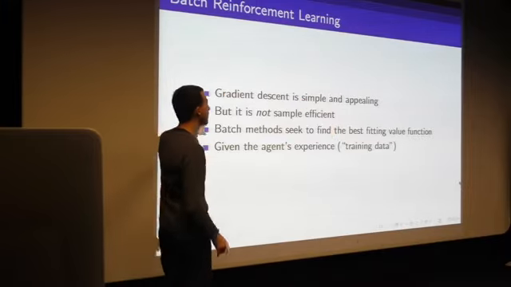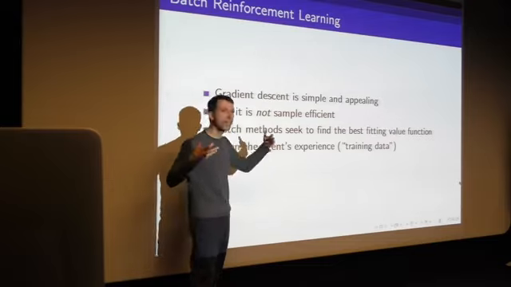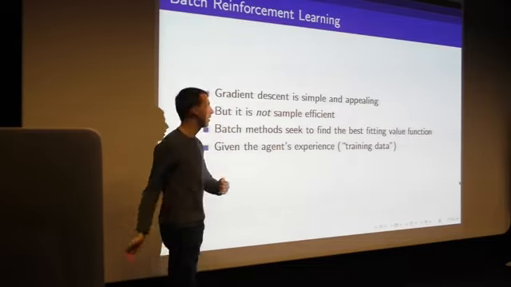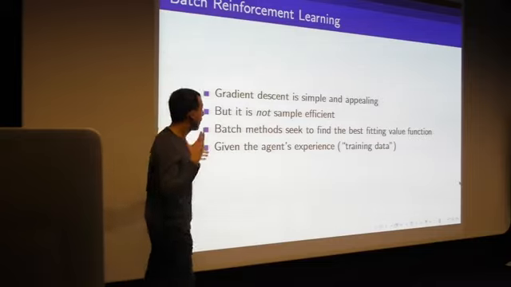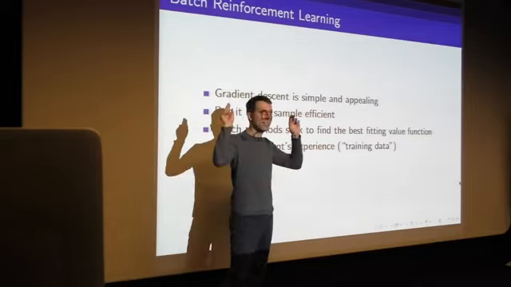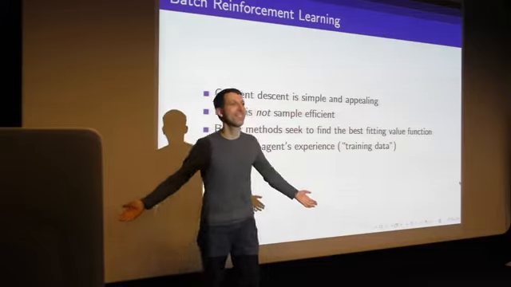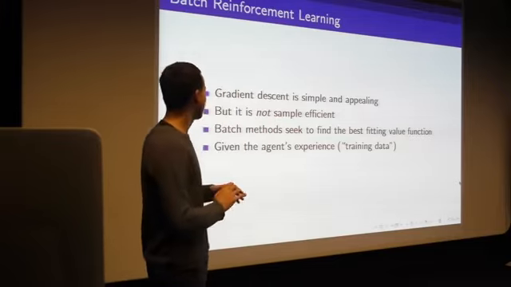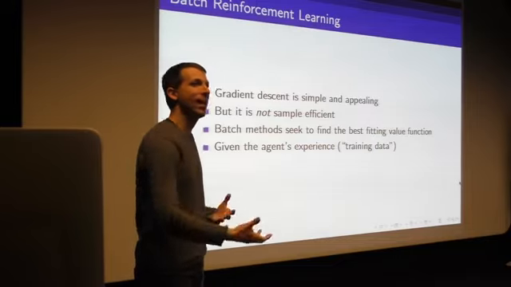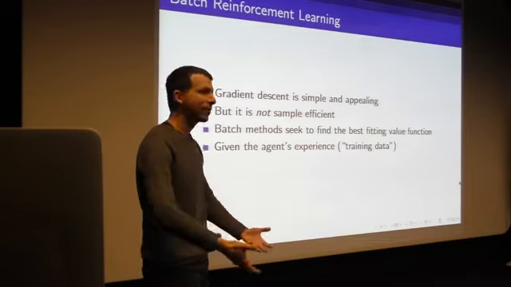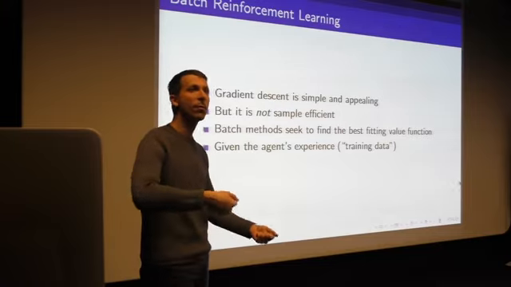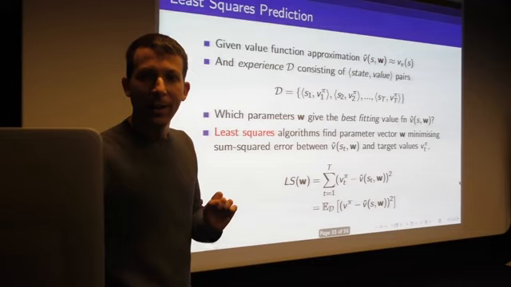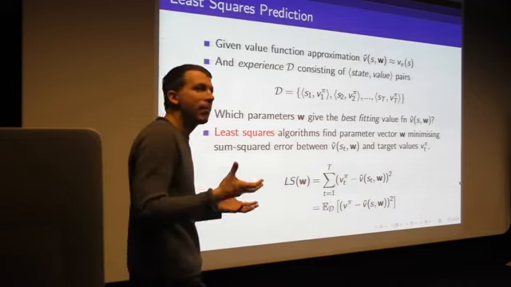So the idea of batch methods is to try and find, in some sense, the best fitting value function to all of the data that we've seen in our batch. The batch in this case is the agent's experience. That's its training data. It's its life. Life is one big training set for an agent, and we're trying to fit everything the agent's seen, to find the best value function that explains all of the rewards it's experienced so far. So what does it mean to find the best fit?